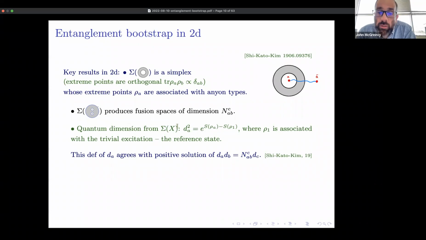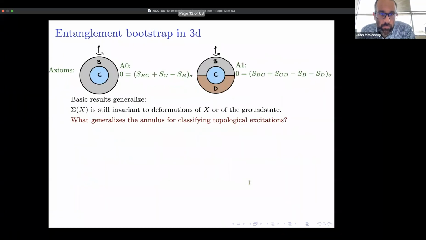A notion of quantum dimension can be defined in terms of this difference of entropies from the reference state. So row 1 here is the state of the annulus that you get just by reducing the reference state. And this definition of quantum dimension is consistent with this notion of fusion dimension. It's the positive solution of this equation, which is the usual definition of quantum dimension in modular tensor categories. Okay, and then finally the TEE is related to a particular conditional mutual information in the ground state, and as usual is related to the total quantum dimension. Okay, so that's in 2 dimensions.